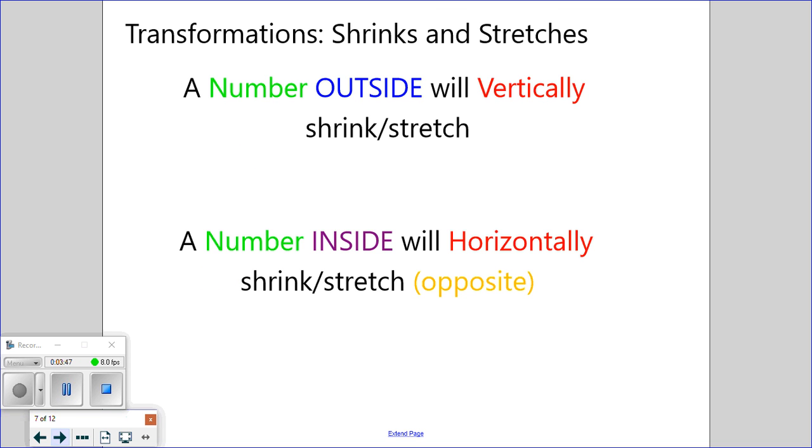Our final transformation we're not going to look at as pictures because it's just really hard to see, and that is when we are multiplying by a number outside of our function. It affects our graph vertically by shrinking or stretching it. When we multiply by a number on the inside of our function, it affects our graph horizontally by shrinking or stretching it. And I put the word opposite there to remind us that everything inside is always opposite. So actually big numbers inside shrink our graph, and small numbers inside stretch our graph.